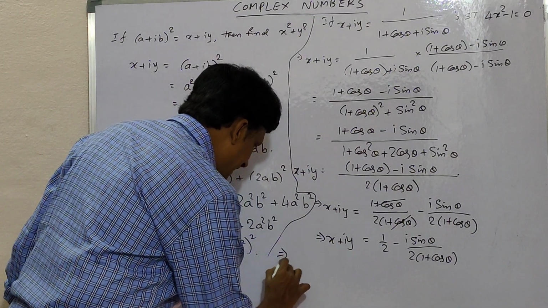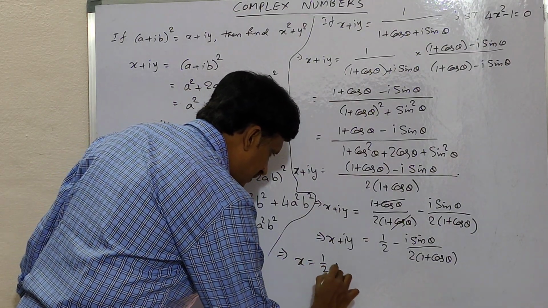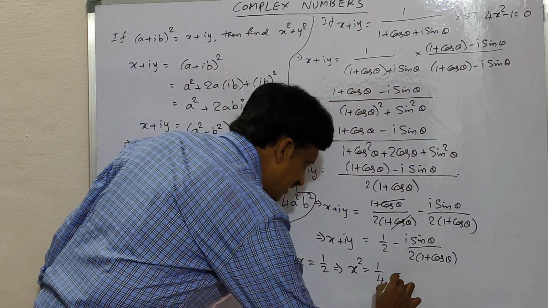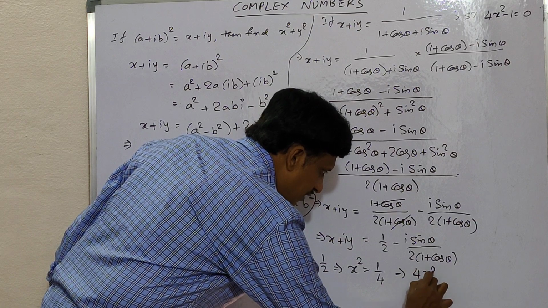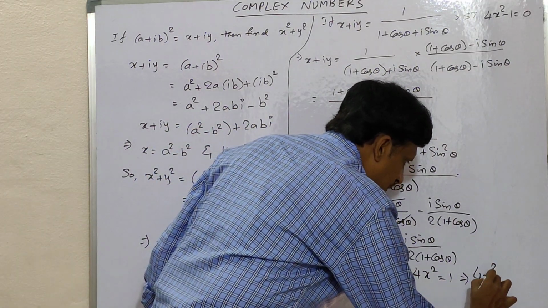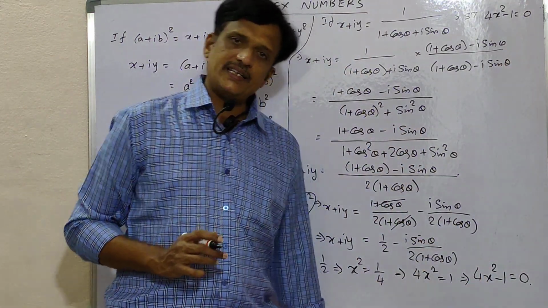So by equating the real parts on either sides, the value of x is equal to 1 by 2 gives x square equal to 1 by 4. Cross multiplication gives 4x square equal to 1, which gives the required result, that is 4x square minus 1 equal to 0. In this way you can write.